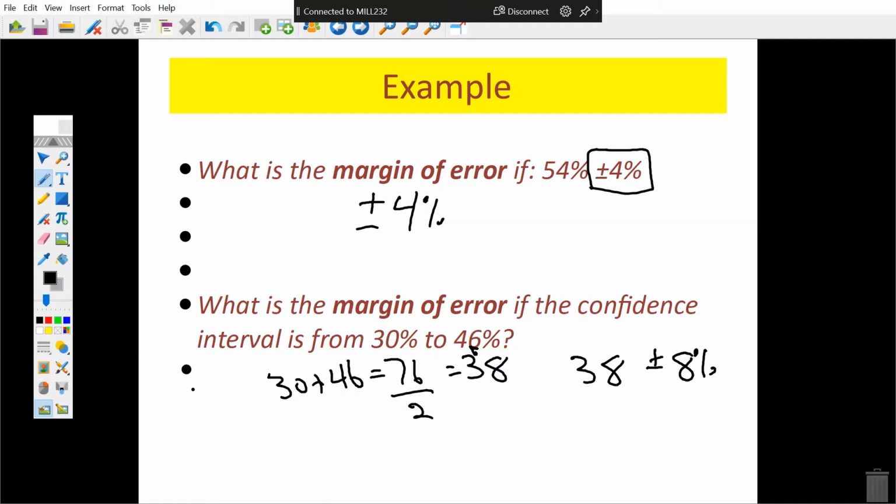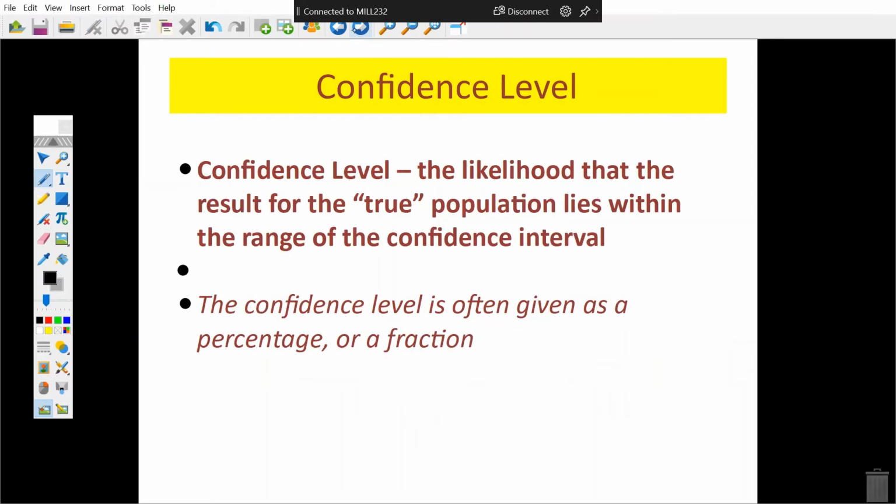So if they gave you the confidence interval of 30 to 46% and asked you for the margin of error, you would just find the middle of those two numbers, and then you can see that you add and subtract the same amount. So your margin of error here is 8%, okay? Now here's one more example. There's not a lot of examples on this one, but this is the type of question you could see on the test.